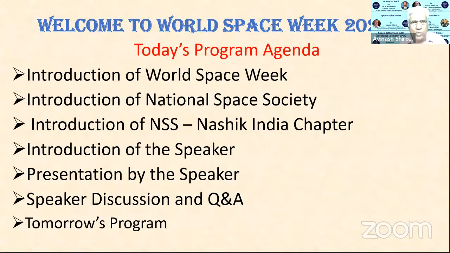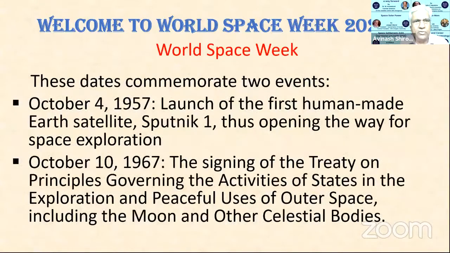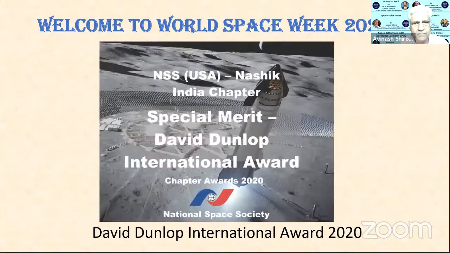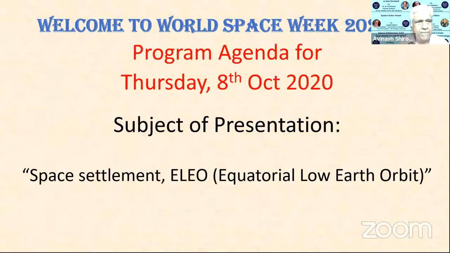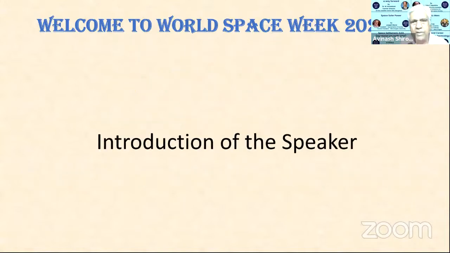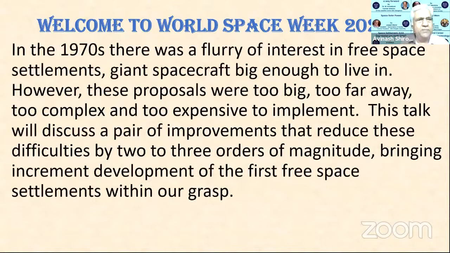Today's program agenda, I'm going to skip all these things except the introduction of the speaker, presentation by the speaker, then speaker discussion and question and answers, and announcement about tomorrow's program. Our very eminent speaker for today is Mr. Globus. He is a former software engineer at NASA Ames, and he is also a director of National Space Society. The subject of his presentation is Space Settlement, ELEO, that is Equatorial Low Earth Orbit. Now let me introduce Globus.